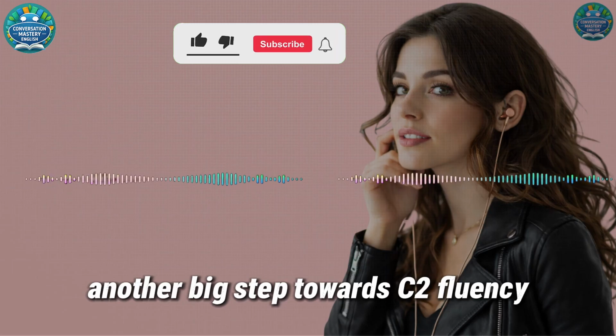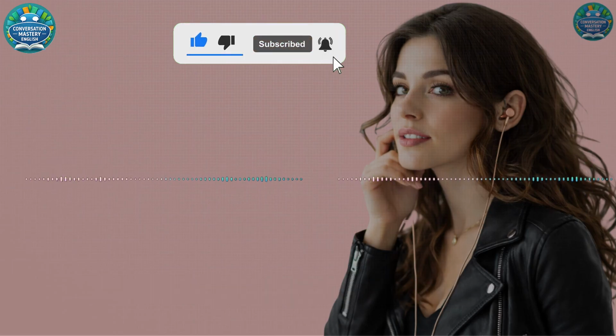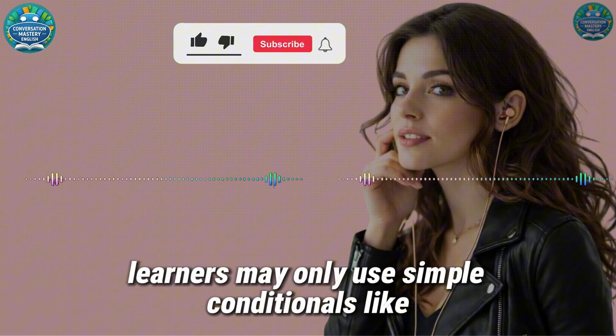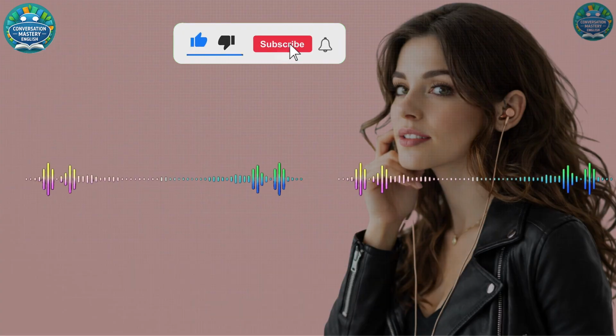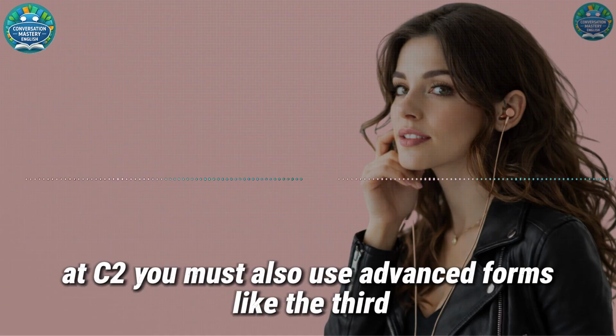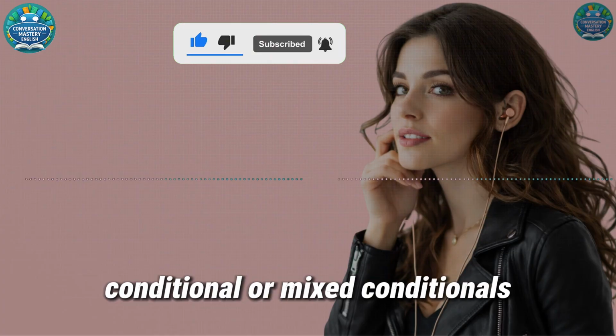Another big step towards C2 fluency is mastering conditionals. At the B1 level, learners may only use simple conditionals like, "If it rains, I will stay home." At C2, you must also use advanced forms like the third conditional or mixed conditionals.